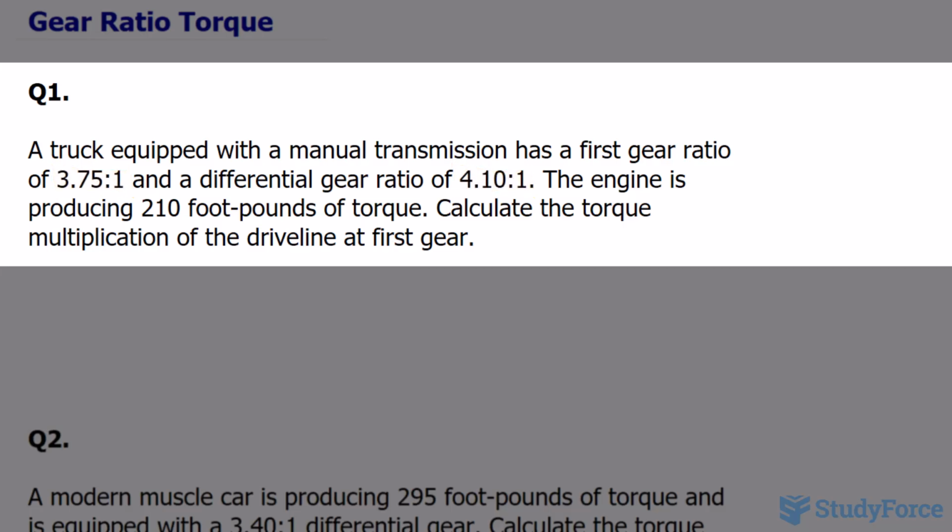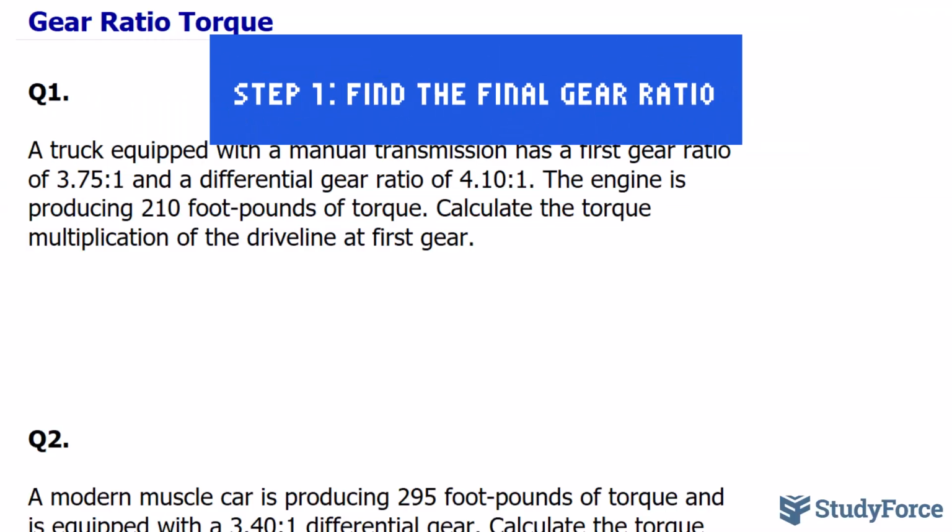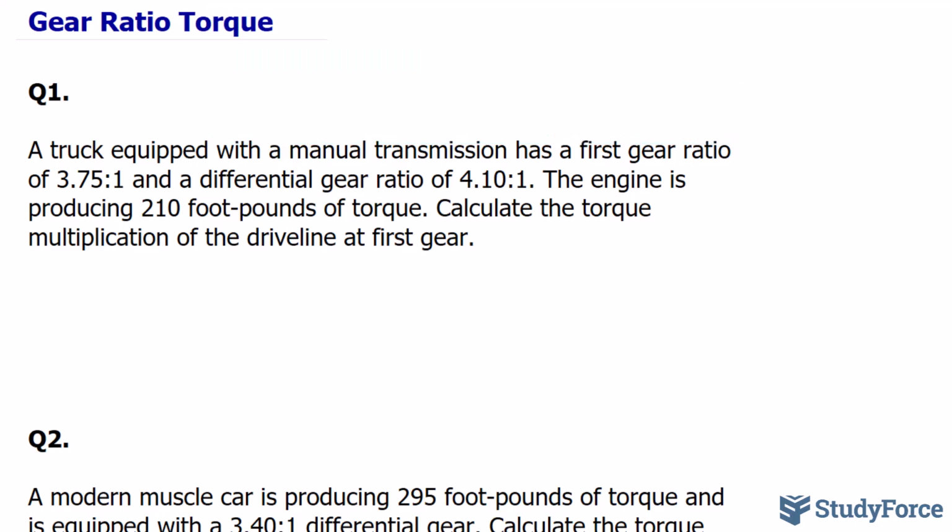The engine is producing 210 foot-pounds of torque. Calculate the torque multiplication of the driveline at first gear. The first step to answering this question is to find the final gear ratio. We have two distinct gear ratios, and they're both unit ratios, meaning that they both have a 1 as the second term. This is very good for us because when that's the case, to find the final gear ratio, all you have to do is multiply out the first terms in both. In other words, we take 3.75 and multiply it by 4.1.